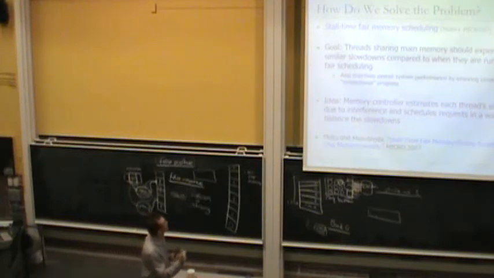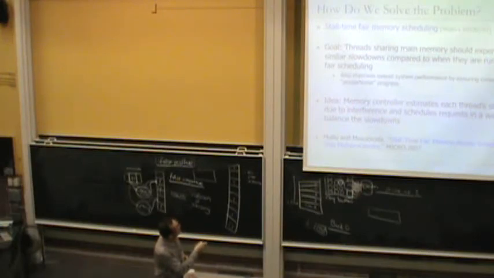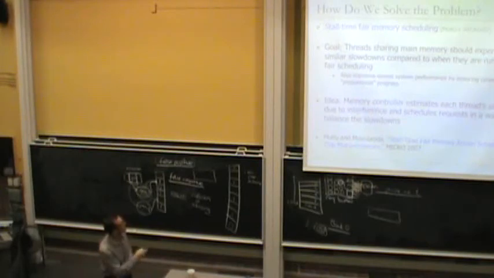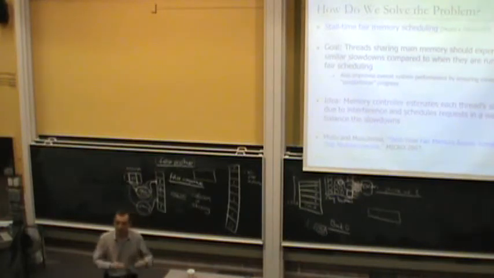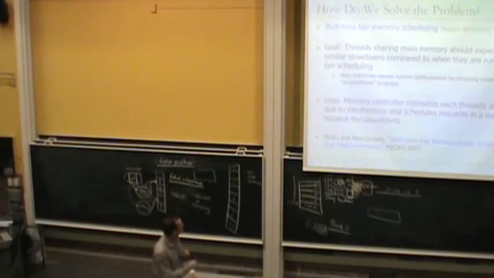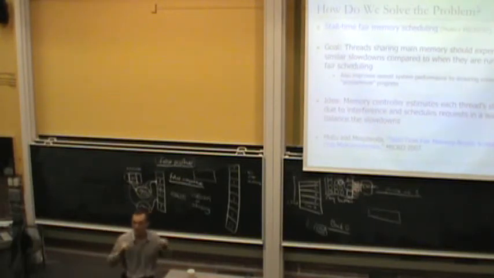Somehow, the controller tries to make the threads sharing main memory experience similar slowdowns compared to when they run alone. So this is the idea of fair scheduling. This could also be good for system performance because now you're allowing threads to make progress, right? Proportional progress, if you will. So the idea is to add some logic into the memory scheduler to estimate each thread's slowdown compared to when it's run alone, and schedule the requests in a way to balance those slowdowns.